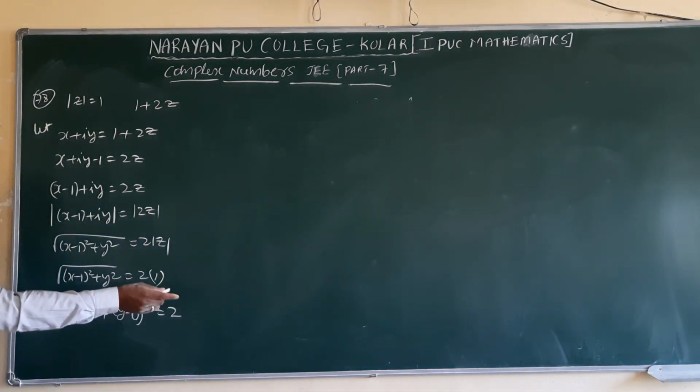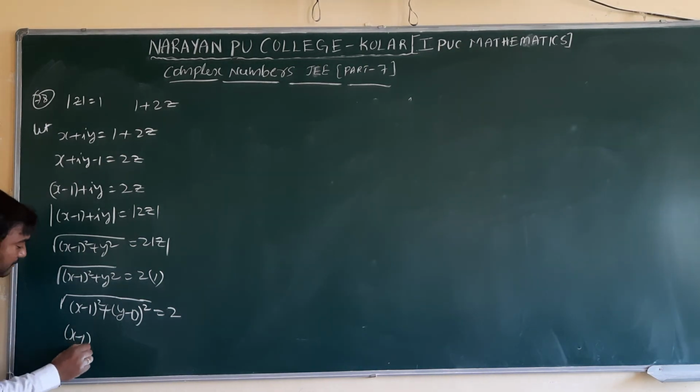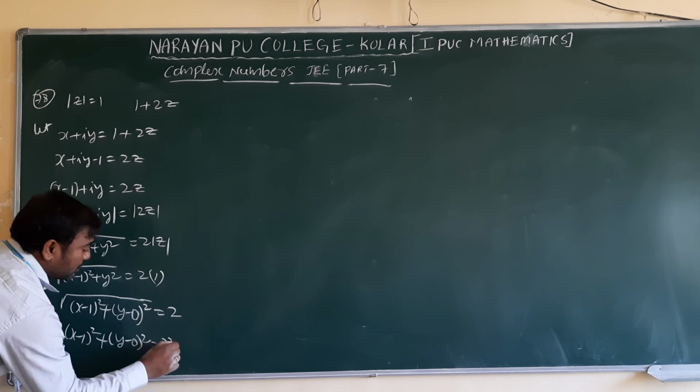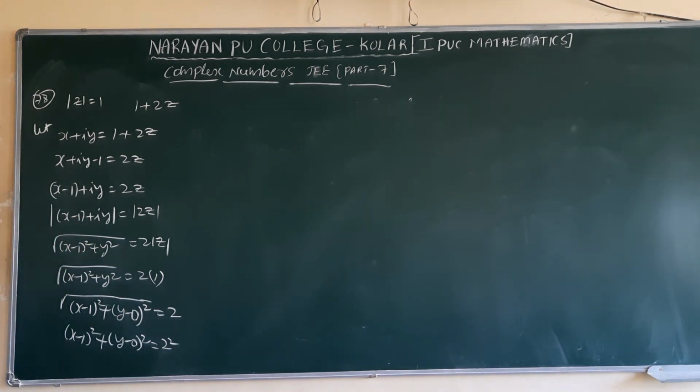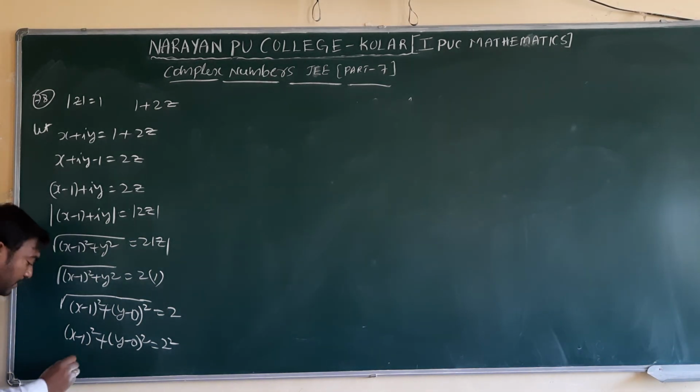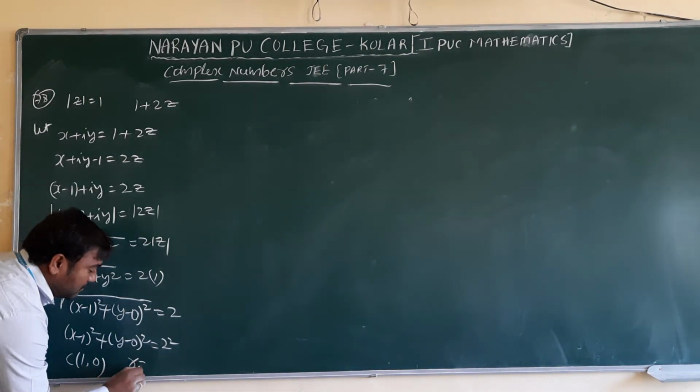So squaring on both sides, what do we get? x minus 1 whole square plus y minus 0 whole square is equal to 2 square. It is also the equation of a circle with center h comma k. Here the center should be h comma k, 1 comma 0, and radius 2.